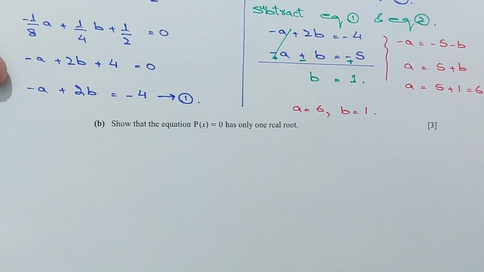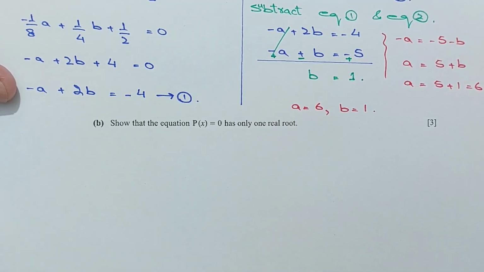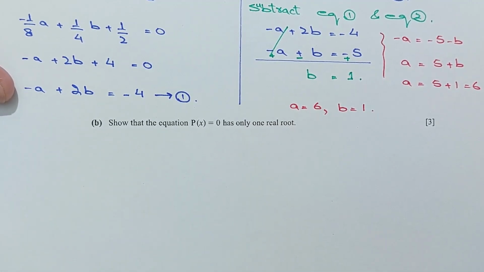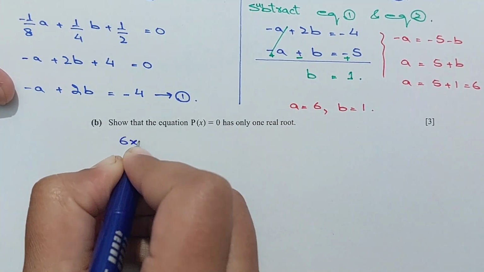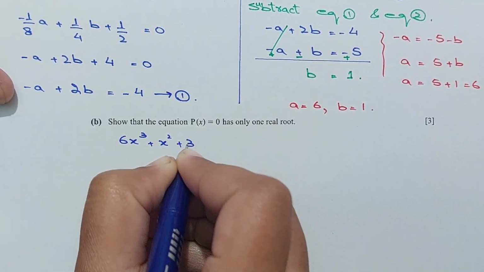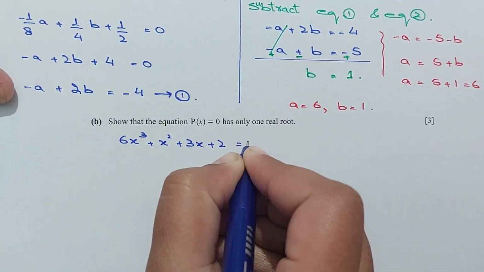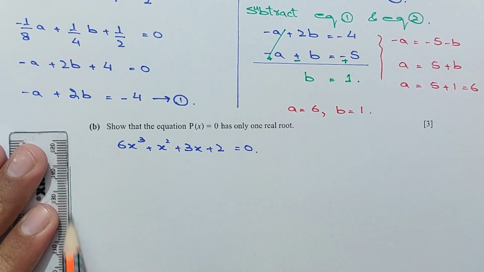Now moving to part B, show that the equation p of x equals 0 has exactly one real root. So let me write down the polynomial. p of x is ax cube, which is 6x cube, plus bx square, which is x square, plus 3x plus 2 equals 0. So let me solve for the roots, because we are given in part A that p of x has a factor 2x plus 1. So let me use the method of synthetic division here.